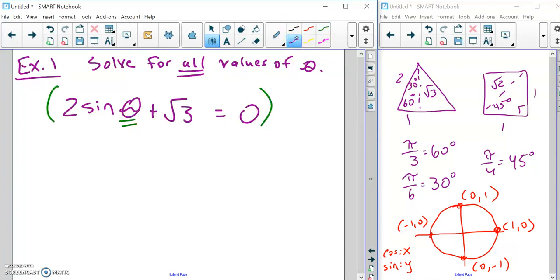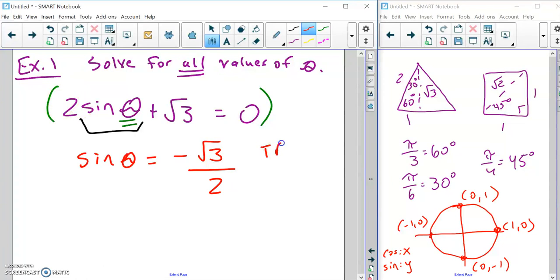Okay? Now, every single one of these problems is going to have 2 parts to it. It's going to have an algebraic part, and it's going to have a trigonometric part. The first part, the algebraic part, is getting the trig ratio by itself. Okay? So in order to do that, this is a real easy one. We are going to subtract the square root of 3, and then we're going to divide by this 2 right here, so we end up with this, okay?